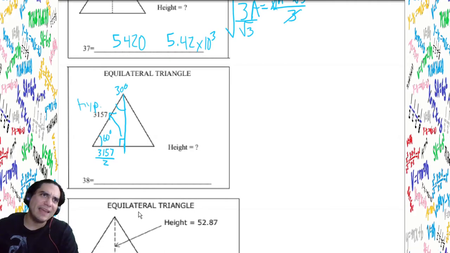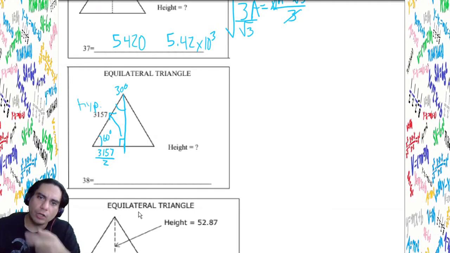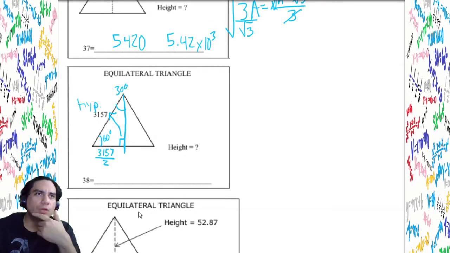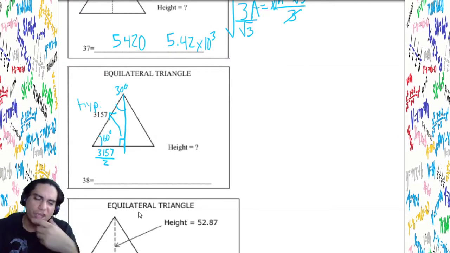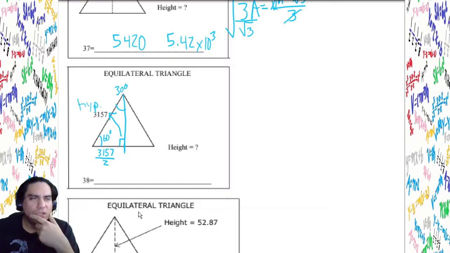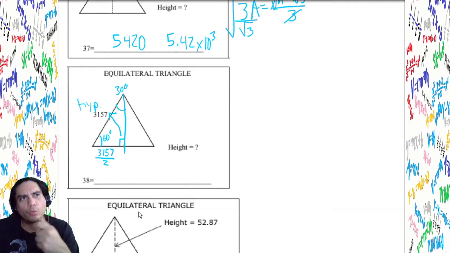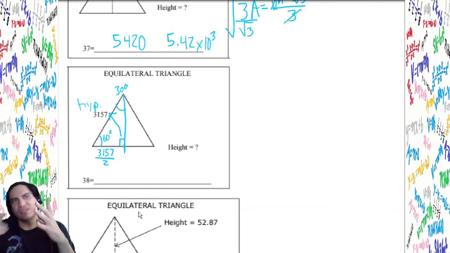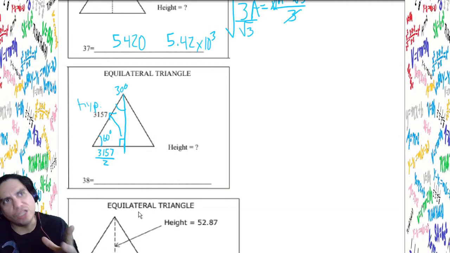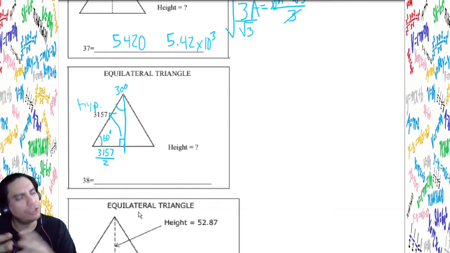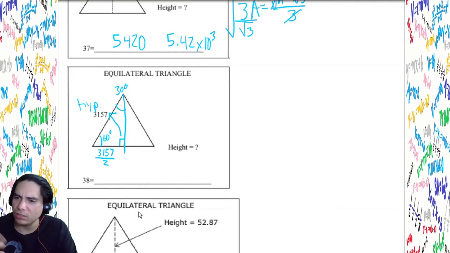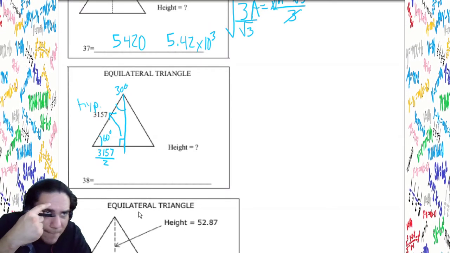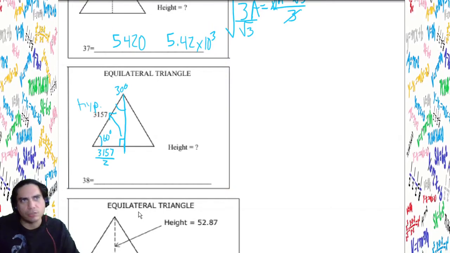We could have gotten that 3157, squared it. We could have got 3157 divided by 2, get that quotient, and squared it. And then we could have subtracted it, square rooted, and we get the height. This is a beautiful thing about these triangles right here: if you can see patterns, man, you can see these patterns. We could use that mind, that math muscle right here, and get those easy answers.